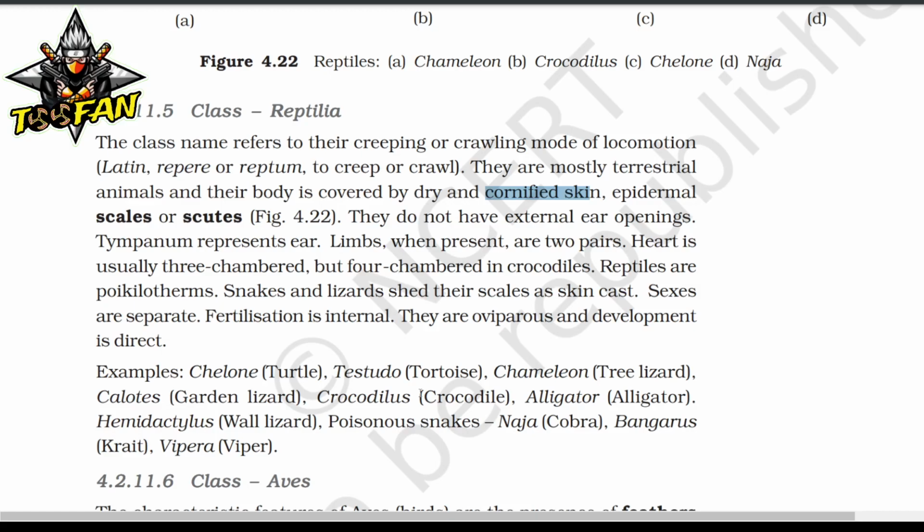Reptiles are poikilotherms. Snakes and lizards shed their scales as skin cast. Sexes are separate. Fertilization is internal. They are oviparous and development is direct. Example Chelone, Testudo, Chameleon, Calotes, Crocodilus, Alligator, Hemidactylus, poisonous snakes Naja, Bungarus and Vipera.